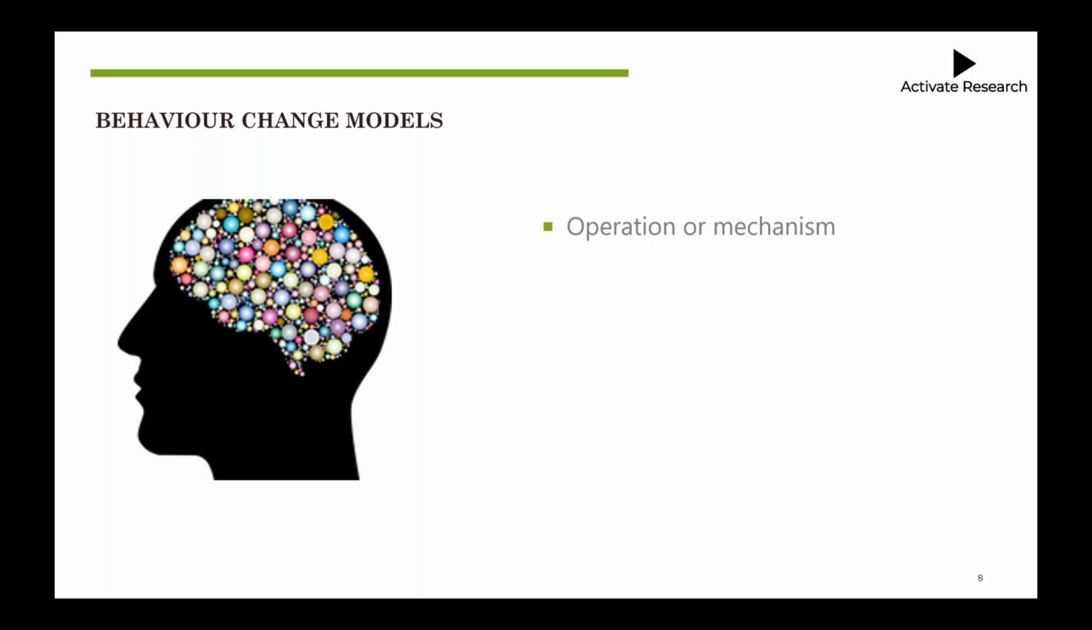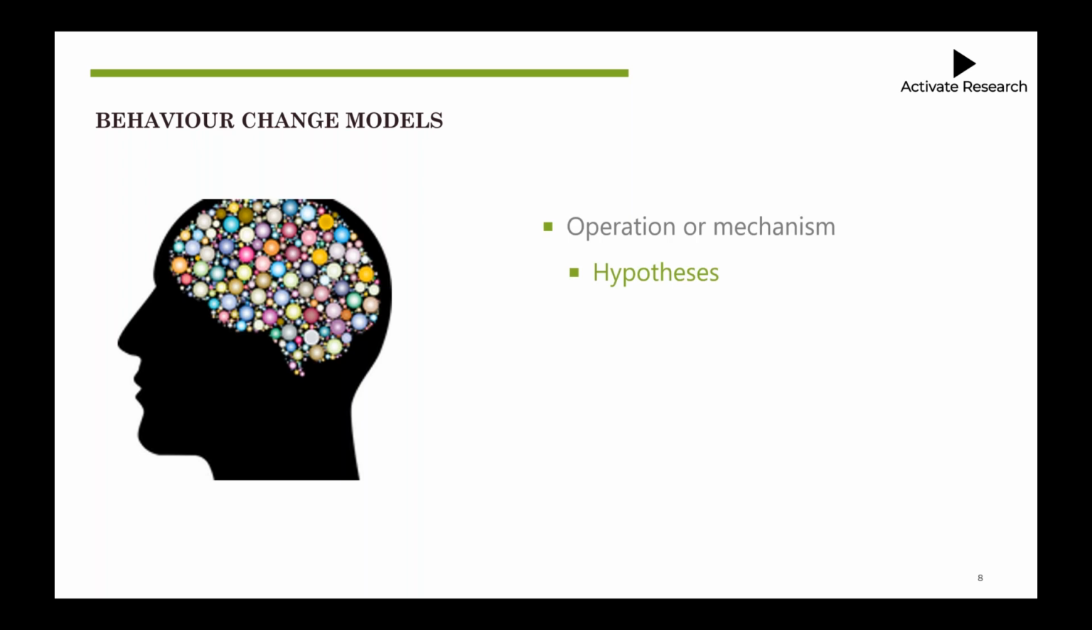So what is a model? First of all, a model describes the operation or mechanism of something. It describes how something works. And as I mentioned up front, even if we don't necessarily want to change behaviour at the end of a research project, behaviour change models can nevertheless be very useful in helping us generate and test hypotheses about what might be driving behaviour currently.